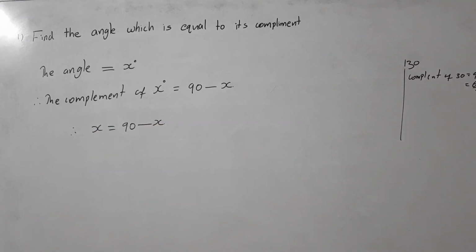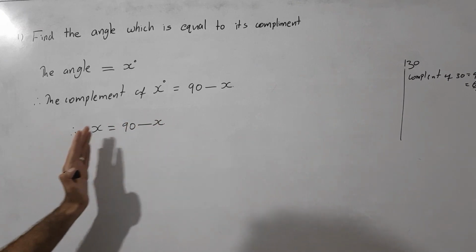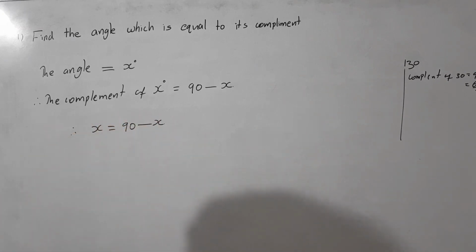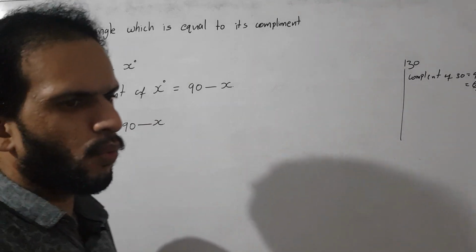Here we have the variable on both sides of the equality, correct? For doing the work, we want to get the variables on one side.